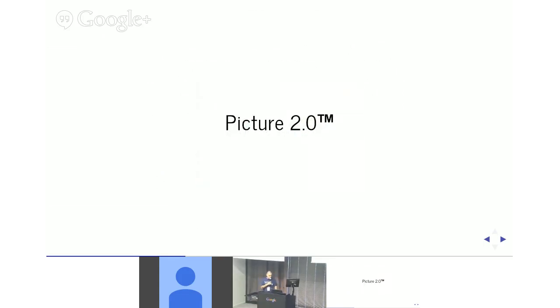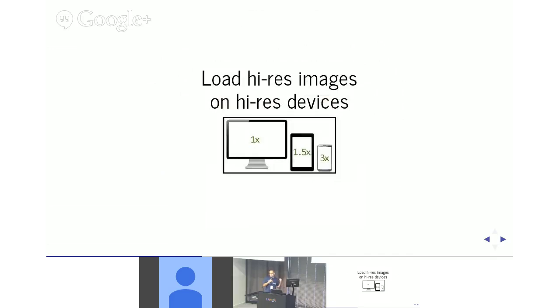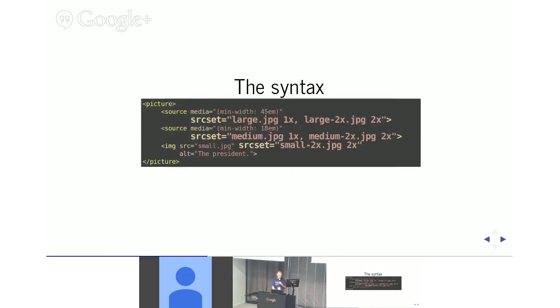So, what is this new proposal? The new spec. The srcset part is very much what the original WHATWG proposal was. Basically, it handles the retina images use case. So it loads high-resolution images only on high-resolution devices.